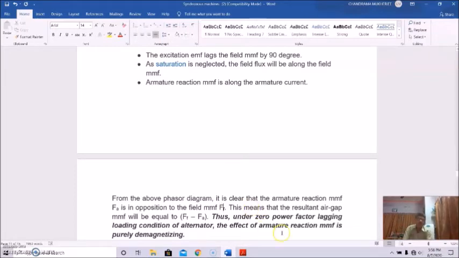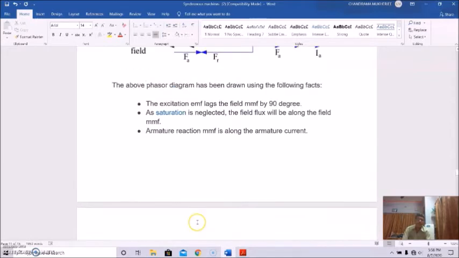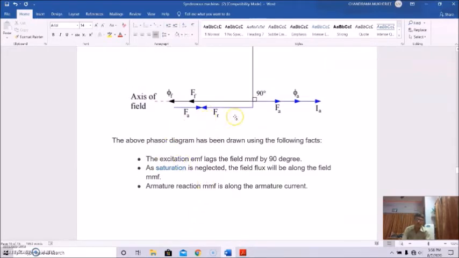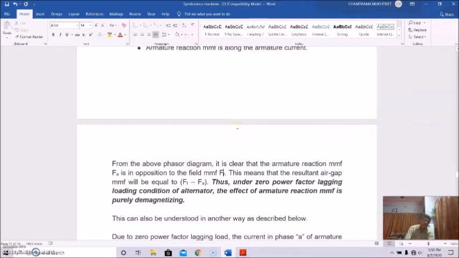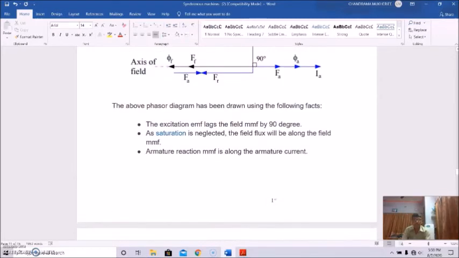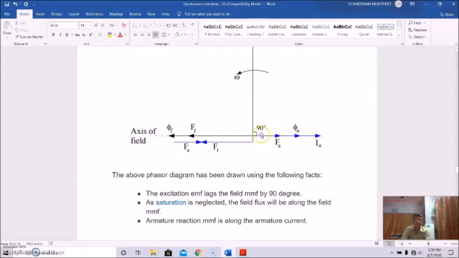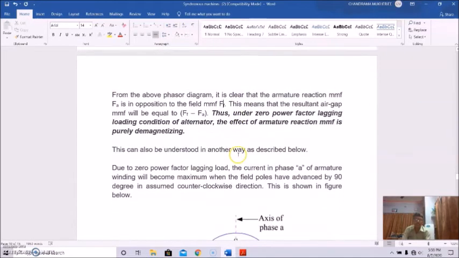So this means that the resultant air gap MMF will be equal to FF minus FA. So this is the resultant. Under zero power factor lagging load condition, the effect of the armature reaction MMF in the alternator is purely demagnetizing. This armature reaction MMF is opposing the field MMF, and as a result the resultant MMF has been reduced by this amount. So this is demagnetizing in nature, purely demagnetizing in nature.